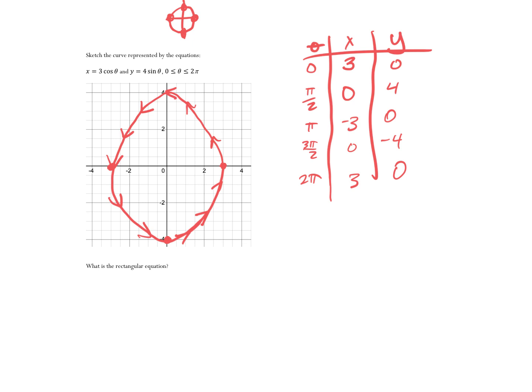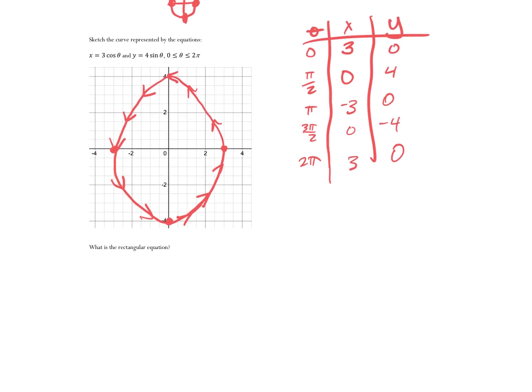But if we would have done 0, pi over 4, pi over 2, 3 pi over 4, right? Had we done that, we'd have those intermediary ones. Mine kind of has some diagonals going on. It's fine. Okay, you guys. So next what we need to do is find the rectangular equation.